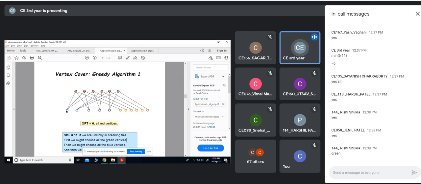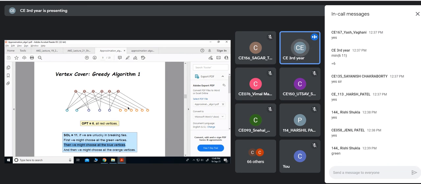If I choose the first green and the second green like this, then the degree of these red vertices will become 2. Then there is again a tie between red and blue. Again, if we select blue, 2 plus 3, 5, then the degree of all the above vertices, which was 3 earlier, is reduced to 1. And then we have to compulsorily select all the remaining 6 orange vertices.